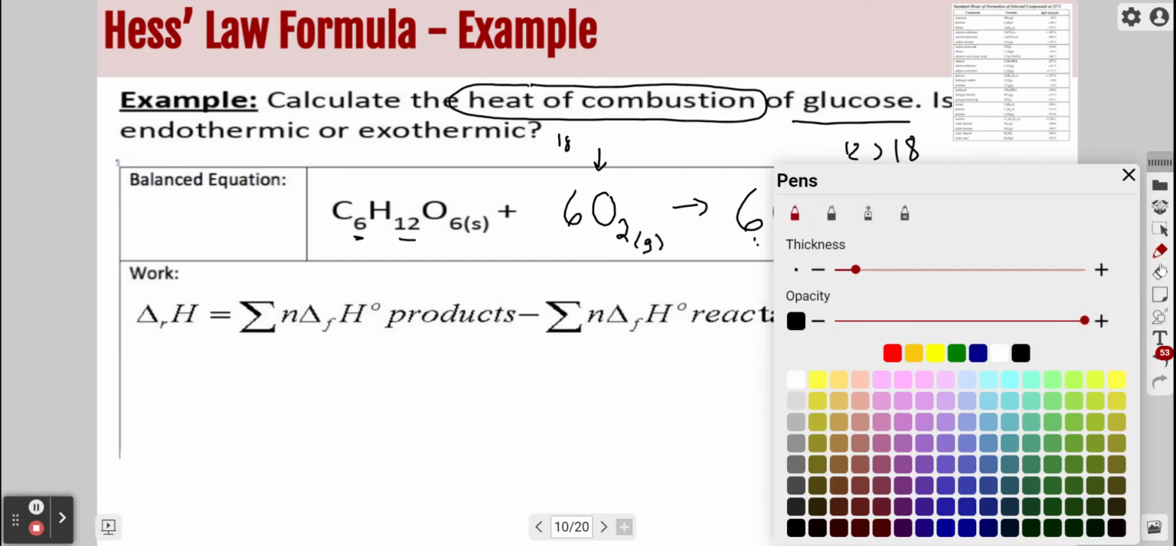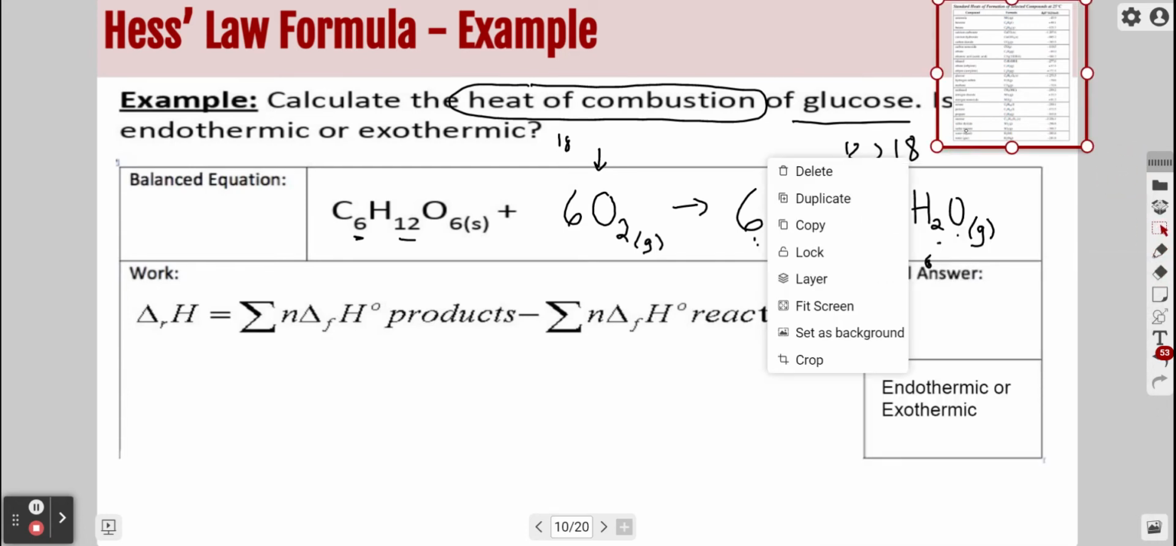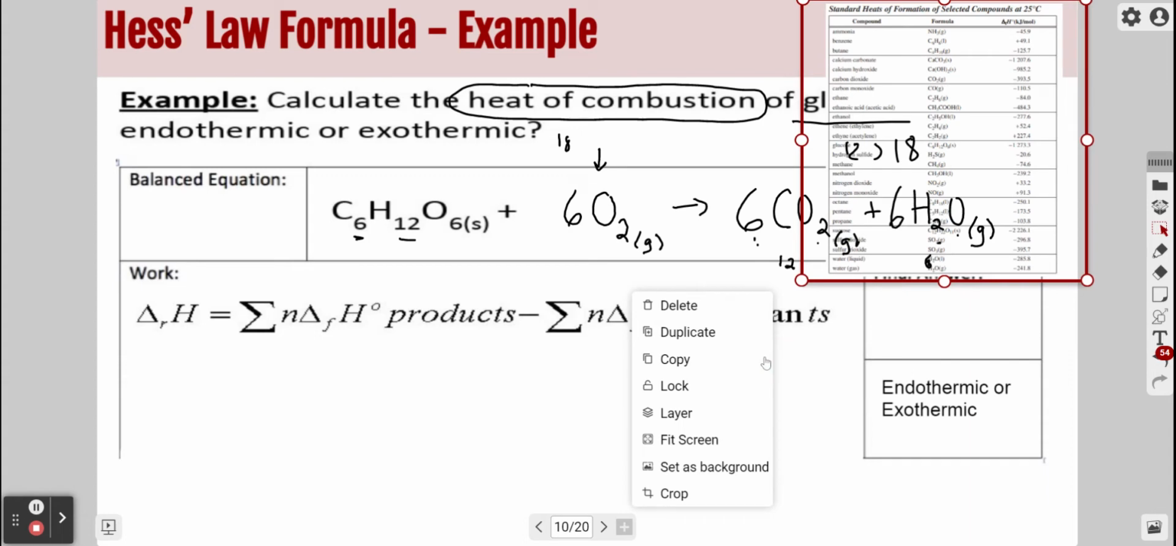I'm going to try and pick another color here. There we go. And I'm also going to grab this chart up here. We're going to need this. This is from our data booklet on page 5. These have all the heats of formation.